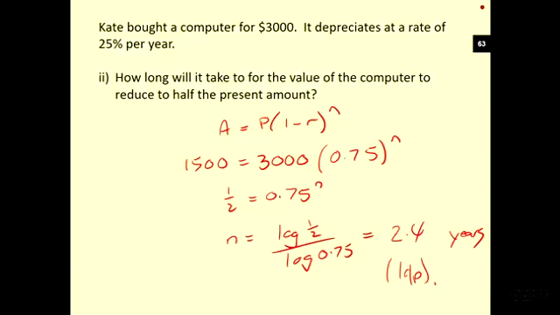More hamburgers you want? More hamburgers. Okay. Can do.